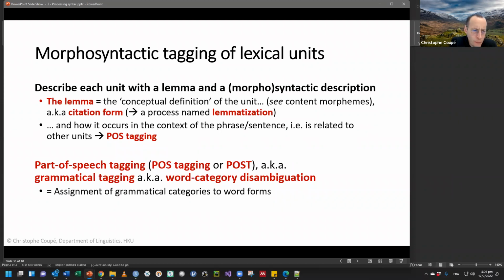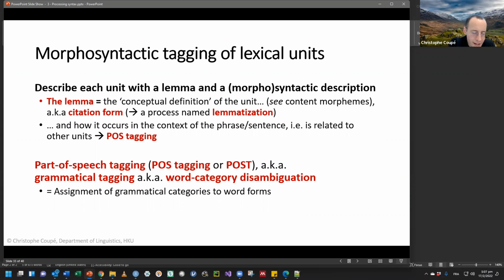Usually, when you do a morpho-syntactic analysis, you want to take all the words and describe them. And you want to give two elements for each unit: the lemma, what we call a lemma in linguistics, and a morpho-syntactic description. I'll give you a very simple example. If you have something like the dog barks, or the little boy, little girl cries.